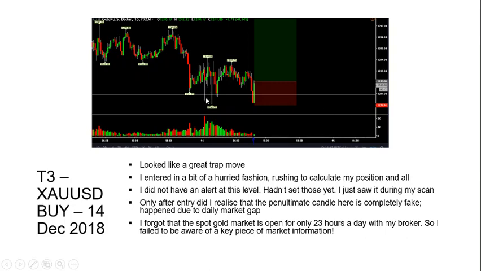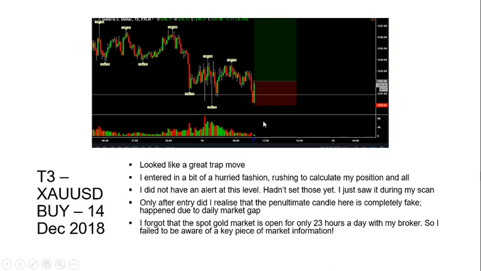Because I had marked this area, but I had not set an alert. And so when I came back to this pair, just scanning, that's when I thought, oh yeah, this is about to go. So that's when I really rushed a little bit to get in. Only after the entry did I realize that this particular candle over here, that penultimate candle, is completely fake. It was due to a market gap, and this move up all happened within 1 minute, right? So that was probably a little bit fake as well, but I didn't realize that. I didn't realize that the fact that this move up was fake and unreliable until much later on.